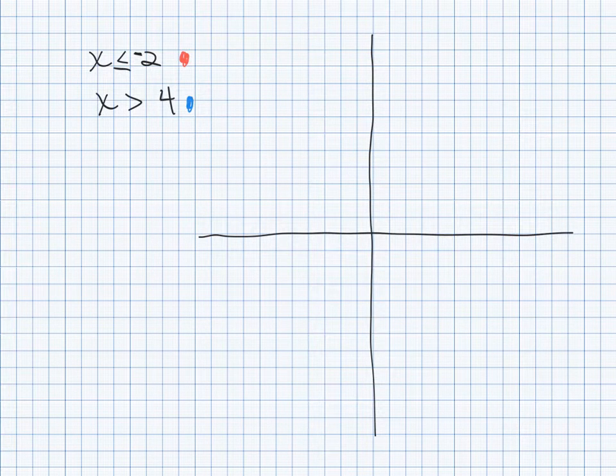All right, x is less than or equal to negative 2 is going to be a vertical line at negative 2, and it's going to be solid. Oh, it's got to be red. It's going to be solid. And where is x less than negative 2? Anywhere to the left. So we're going to do this here, right?